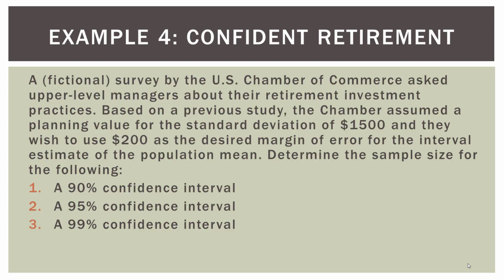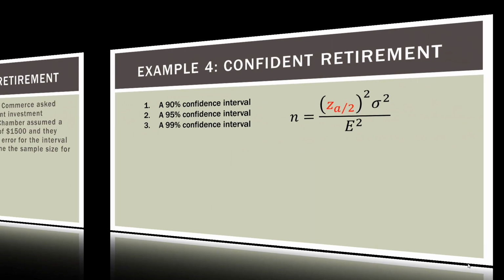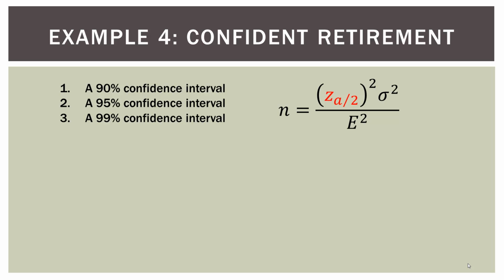solving for. So in this case, the margin of error is not changing. It's going to be $200. The standard deviation is not changing, of course. It's $1,500. So what is changing? The confidence interval is changing. So let's take a look at how this is going to work. What we're changing here is the term up here in the red.